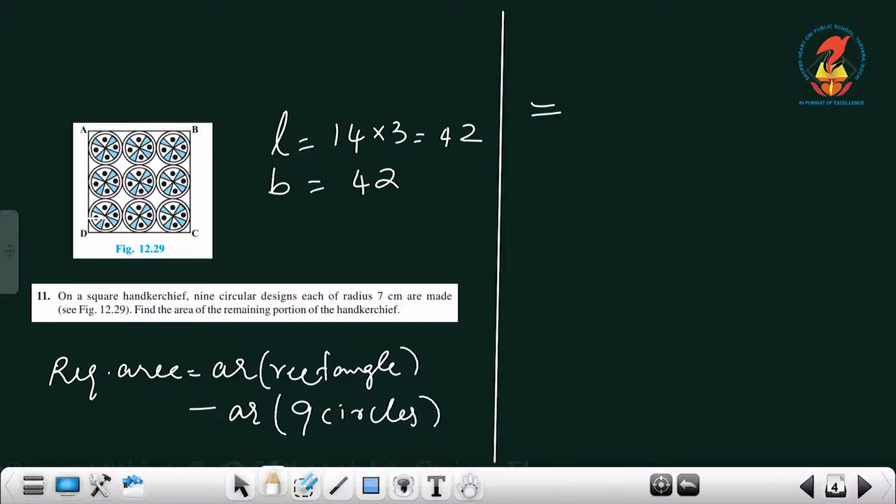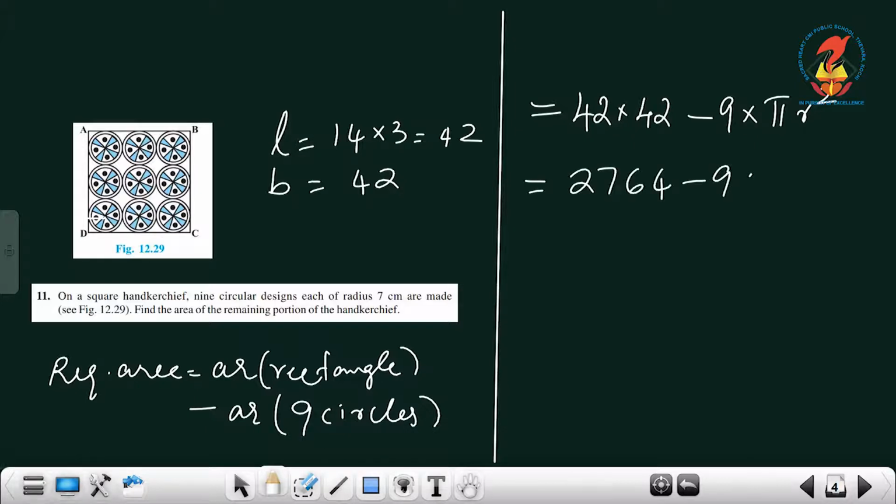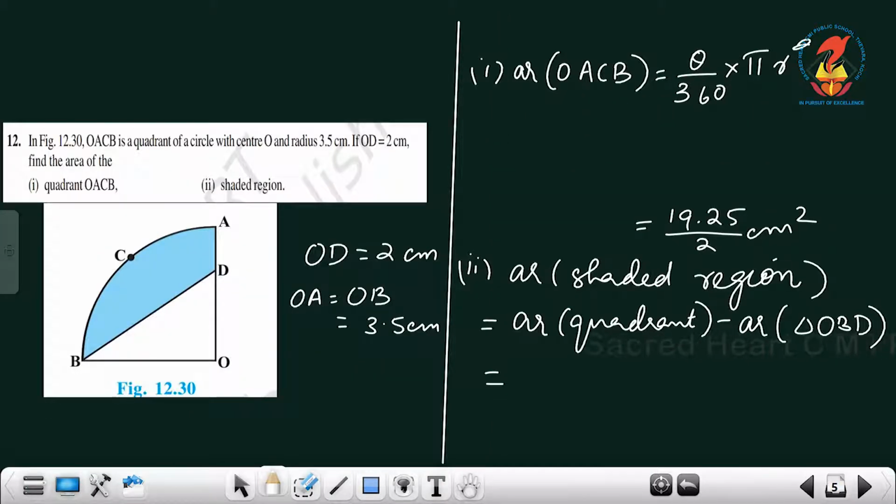So, area of the square 42 into 42 minus 9 into pi r square, which is equal to 1764 minus 9 into 22 by 7 into 7 into 7, which you have to find. Next, 12th question.